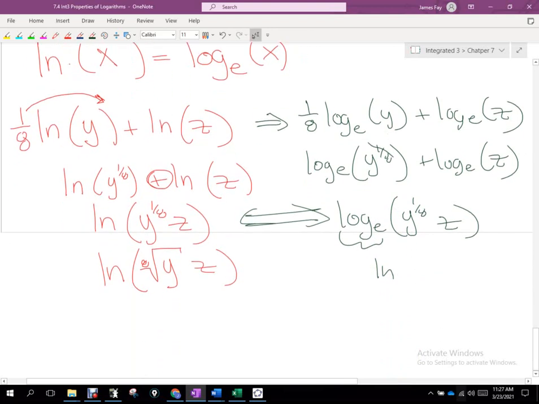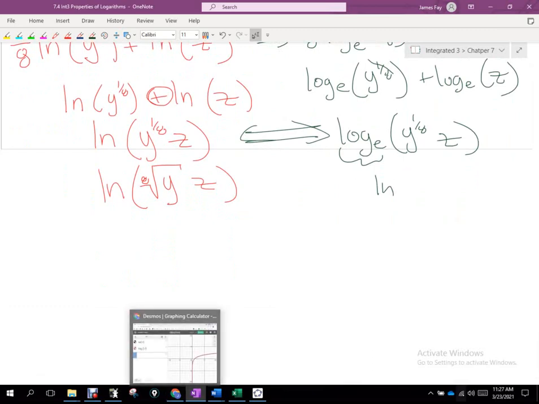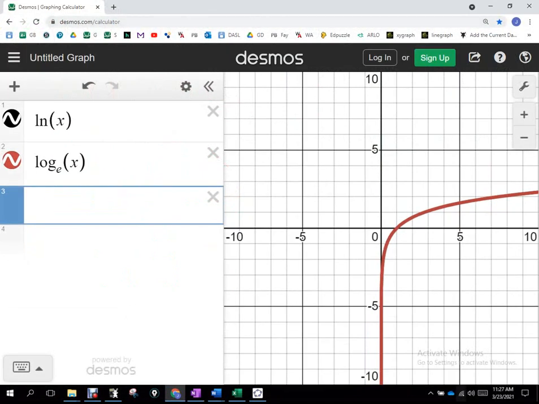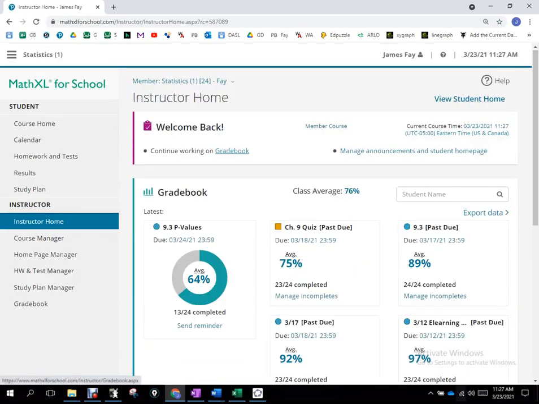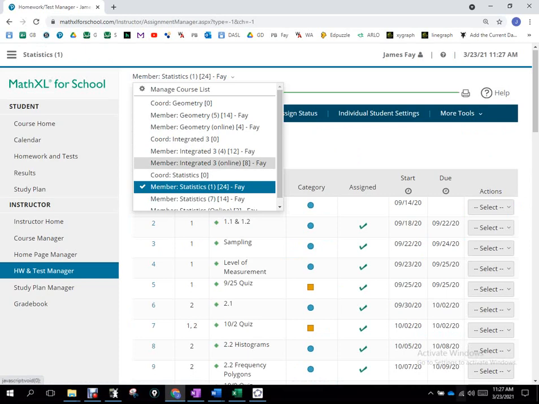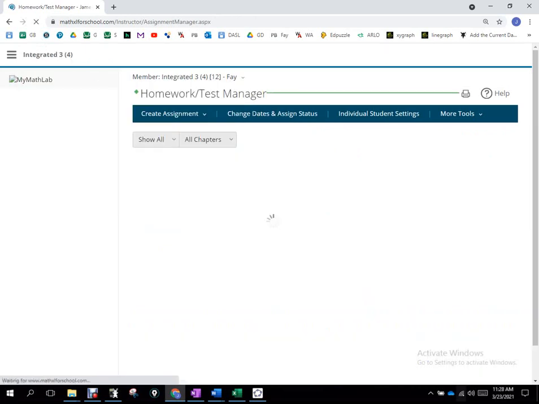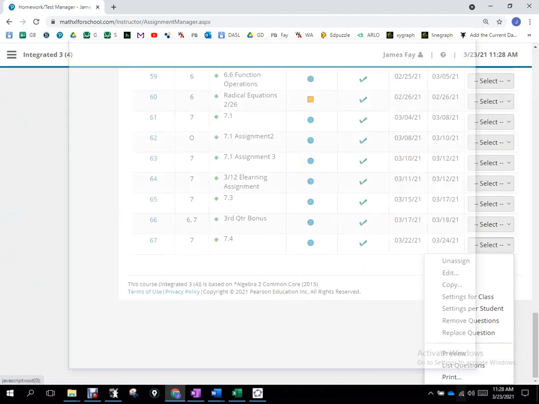So what is your question on your homework? What is it? Do you know what question? All of them? All right, so let me open up an assignment and we'll just practice some. So 7-4, preview.